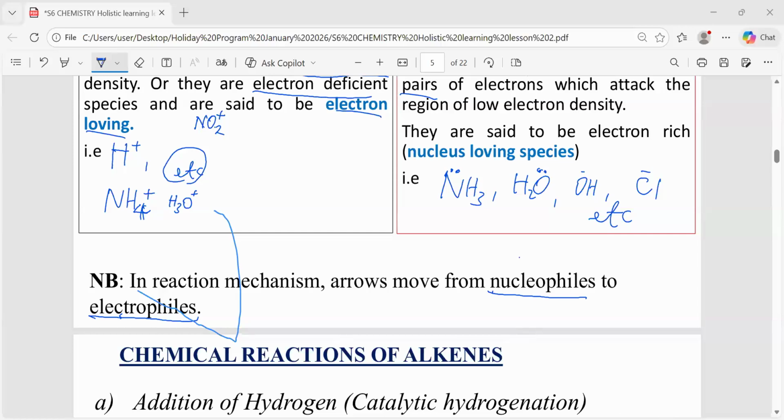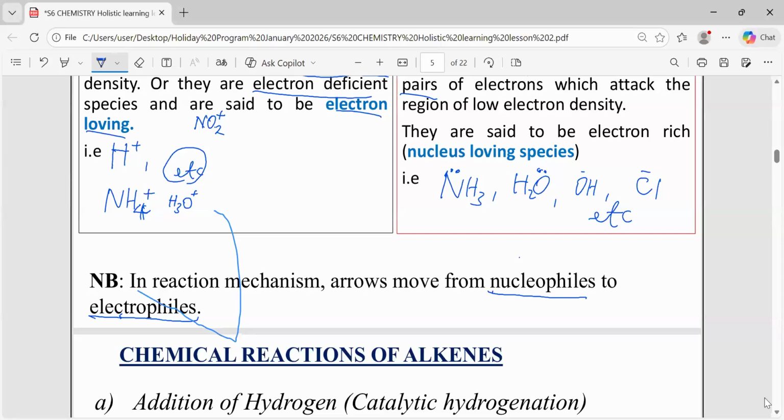I want us to go straight to chemical reactions now. Teddy, you have a question? No, sir. My question was not about synthesis. Oh, okay. I believe I've been able to respond to you.